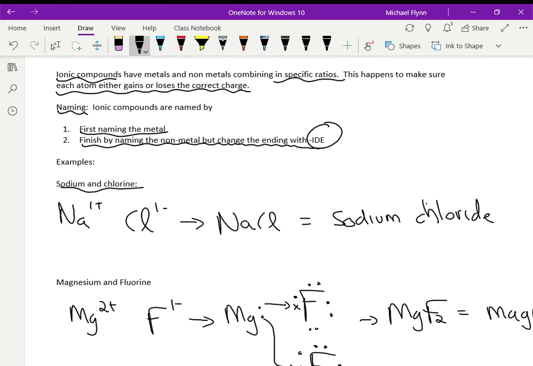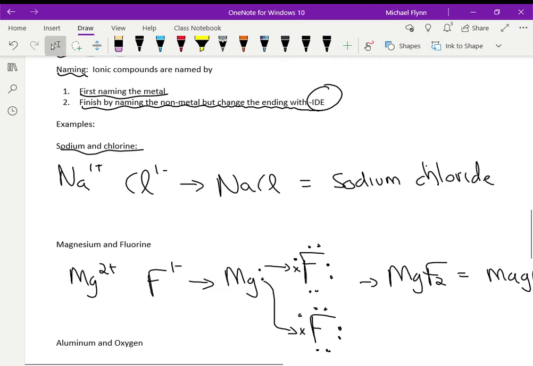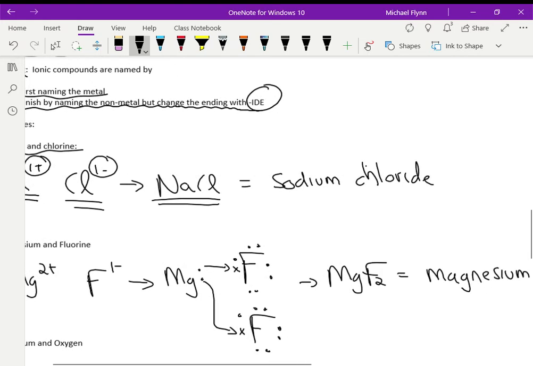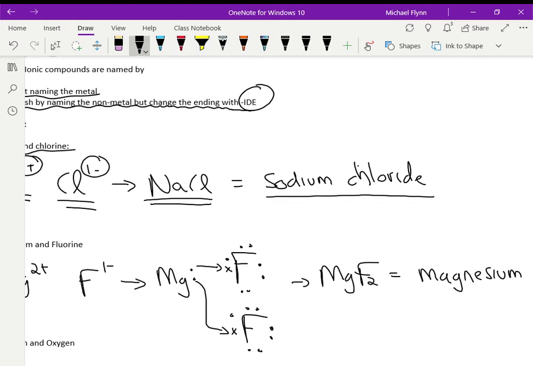So here's our examples. Sodium and chlorine, right? Sodium is 1 plus, chlorine is 1 minus. They're a 1-to-1 ratio because this guy has 1 electron to give. This guy wants 1 more. So they combine in a 1-to-1 fashion. But the name is just sodium chloride.